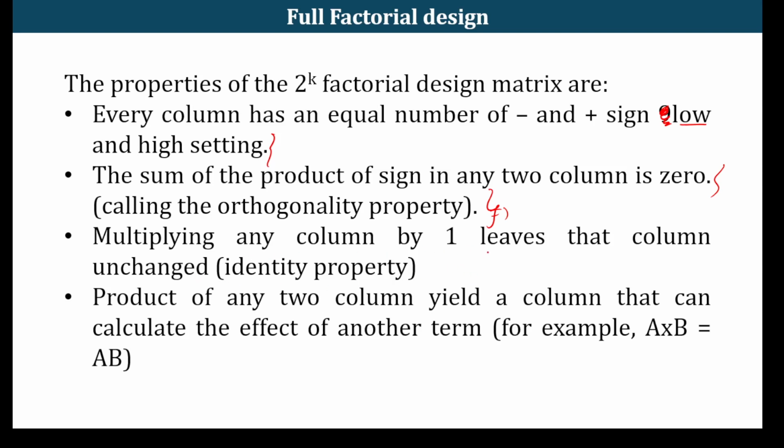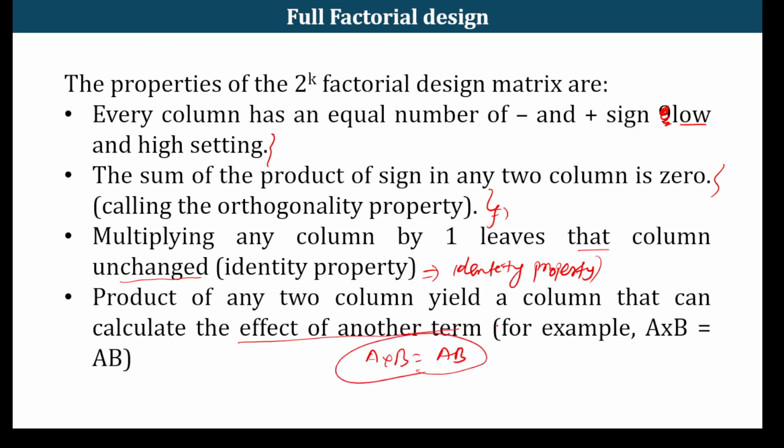Multiplying any column by 1 leaves that column unchanged. If you apply 1, obviously that is not going to change. Let's say if you have anything and you multiply with 1, it is not going to change anything. So that property is called the identity property. Okay, the product of any two columns yields a column that can be used to calculate the effect of another term. Again, I told you A by B means AB. So we have to follow the plus minus signs, that is the formula.